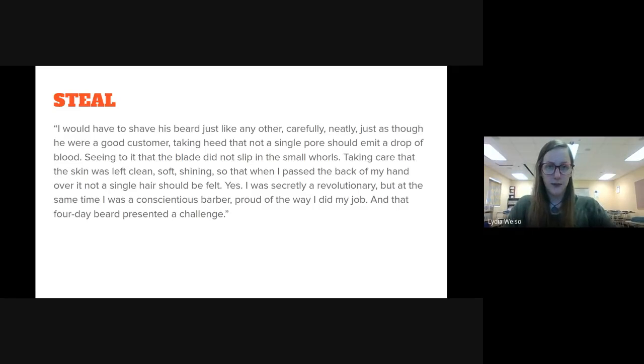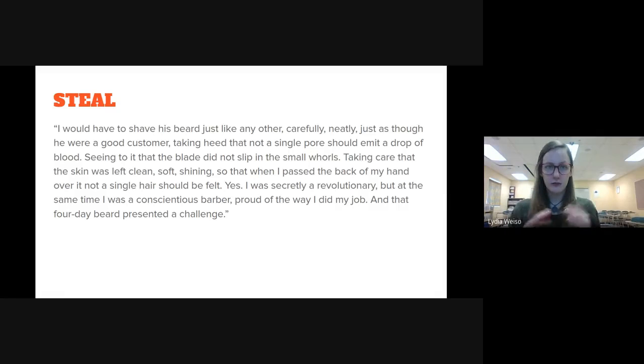And the barber says the following: I would have to shave his beard just like any other, carefully, neatly, just as though he were a good customer, taking heed that not a single pore should emit a drop of blood, seeing to it that the blade did not slip in small whirls, taking care that the skin was left clean, soft, shining, so that when I passed the back of my hand over it, not a single hair should be felt. Yes, I was secretly a revolutionary, but at the same time, I was a conscientious barber, proud of the way I did my job, and that 4-day beard presented a challenge.